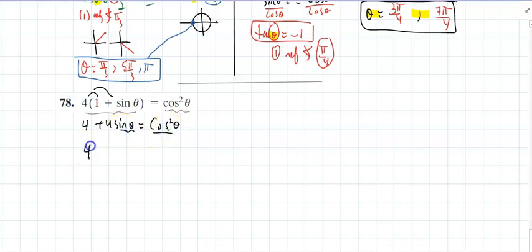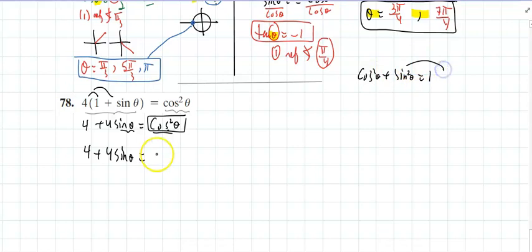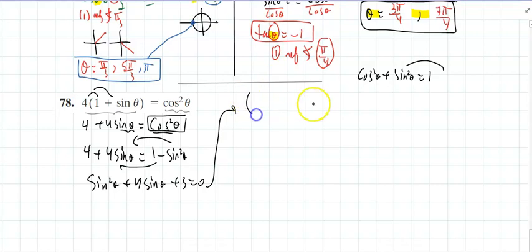Well, I know what cosine squared equals because I know the most famous identity of them all. Pythagorean says cosine squared of an angle plus sine squared of an angle equals 1, which means cosine squared equals 1 minus sine squared of an angle. If I get everything on one side and 0 on the other side, I'll be looking at sine squared of theta plus 4 sine of theta plus 3 equals 0. That would mean I could factor this: sine of theta plus 3 and sine of theta plus 1.